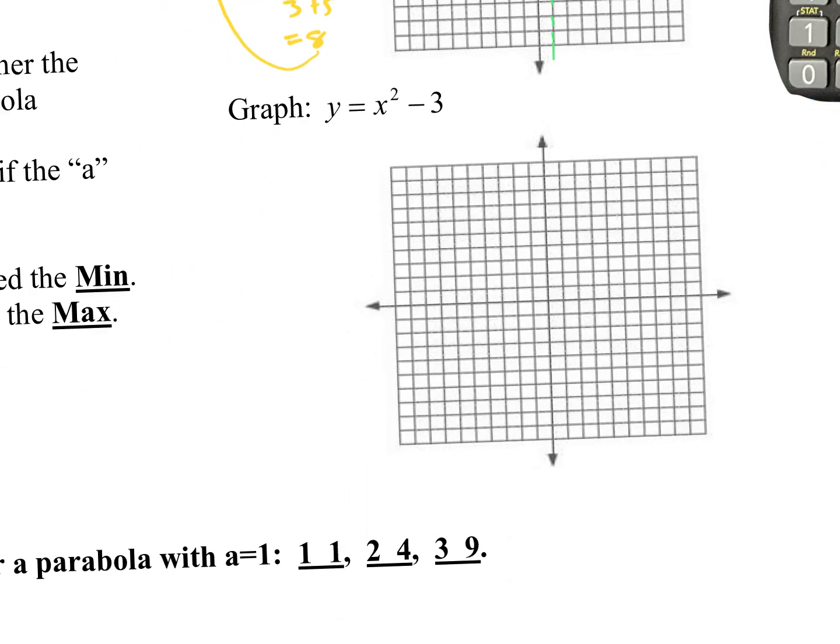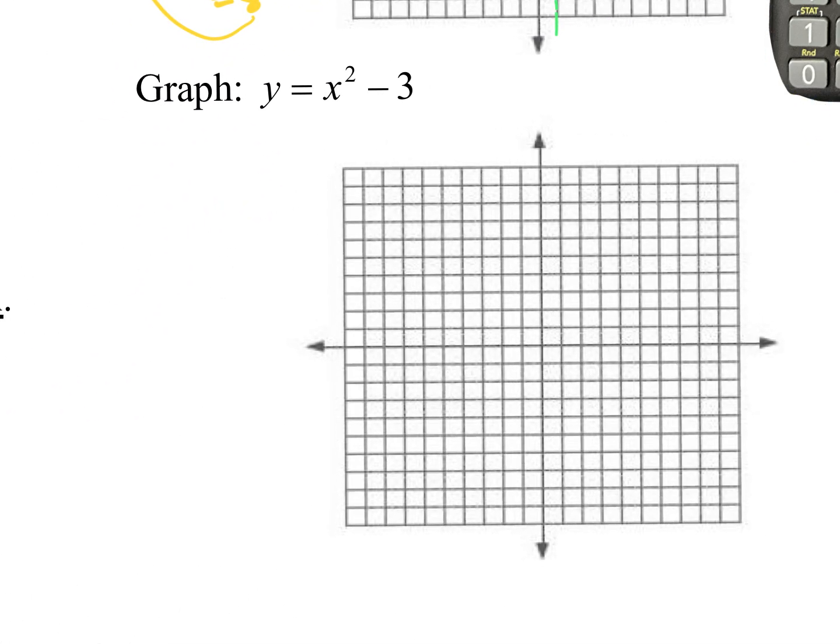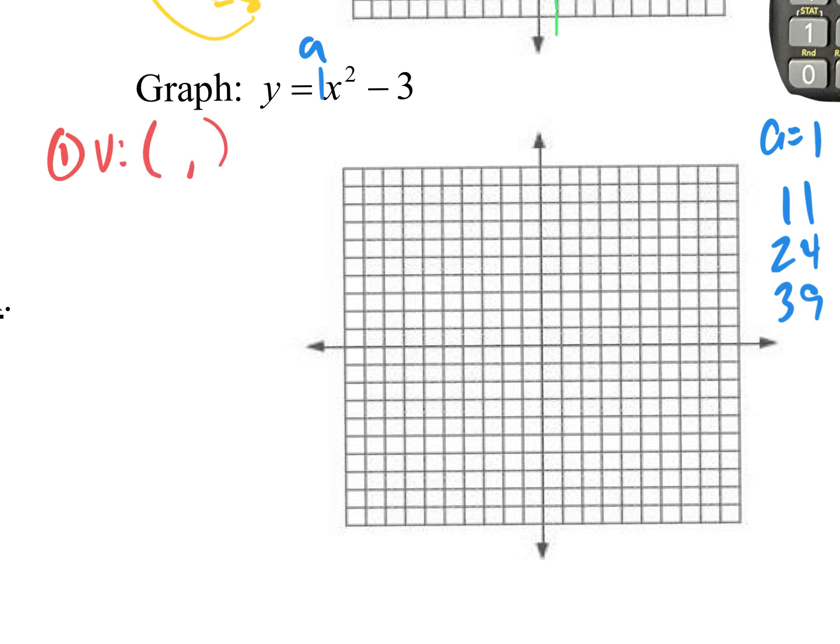Now, if we went to this one at the bottom, this one has the A value of what? Of 1. So right there, we are going to be able to use the pattern 1, 1, 2, 4, 3, 9 because the A value equals 1, right? The A value is 1. But you don't start with the pattern, you start with the vertex. And once you have the vertex, then you could use the pattern from the vertex. So everybody should write down the vertex is a coordinate. How do you find that coordinate?